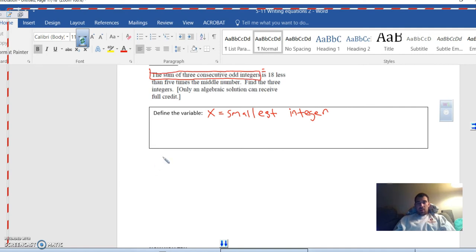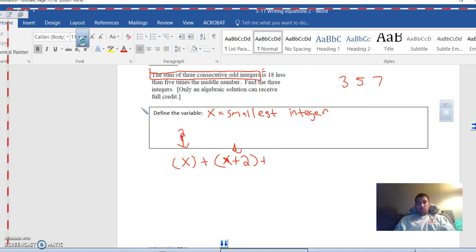3 consecutive odd integers. So, for example, what would be some odd integers? 3 consecutive: 3, 5, and 7. So let's say our first integer is 3, or x. What would our next integer be? It's 2 more, right? Just like we've been saying. 2 more than the first, x plus 2. This is where people have trouble.